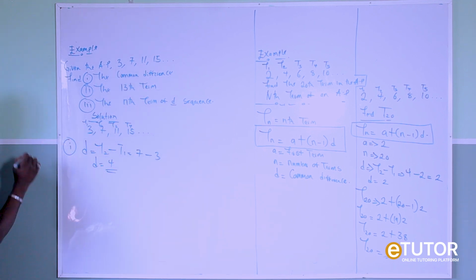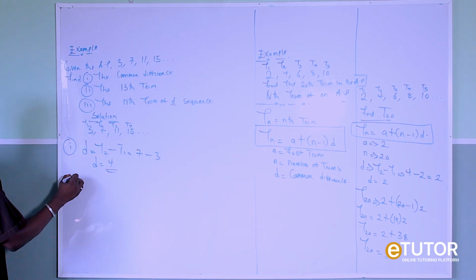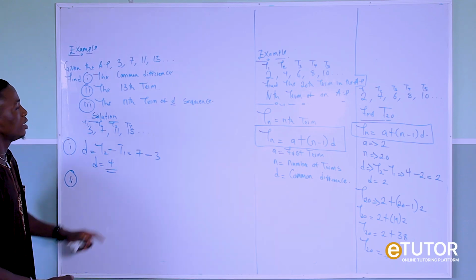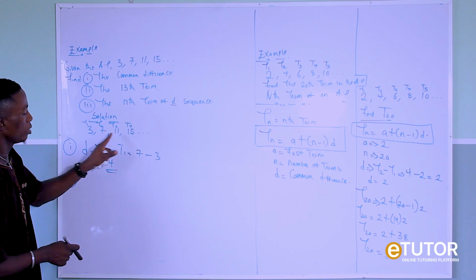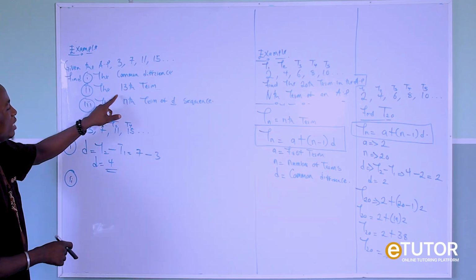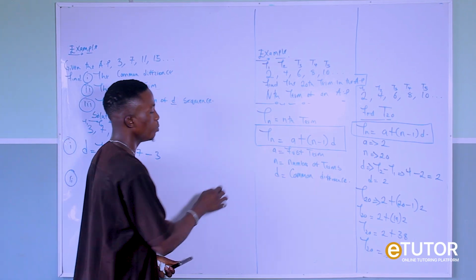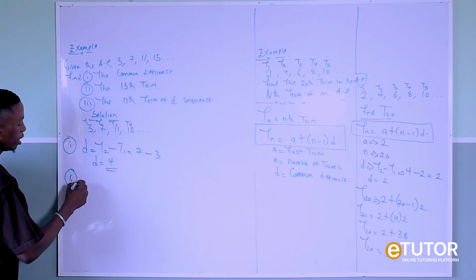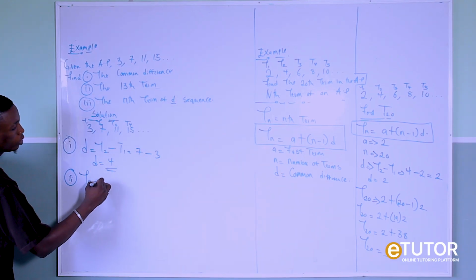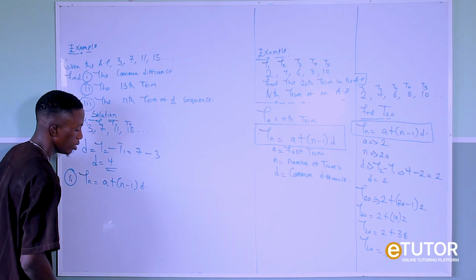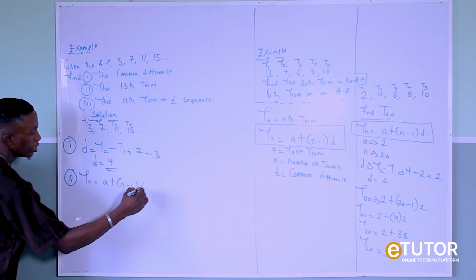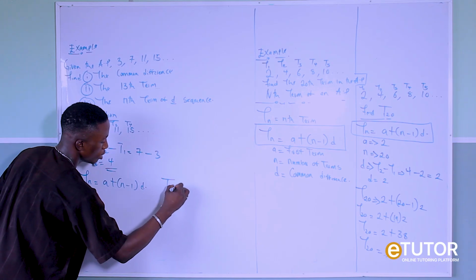So we've solved the first one. The second one is to find the 13th term. Remember, we're given just 4 terms, and we're told to find the 13th term. So we are going to employ this formula: Tn equals A plus n minus 1 times D. Remember, we're told to find T13.